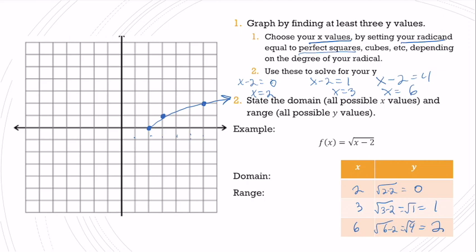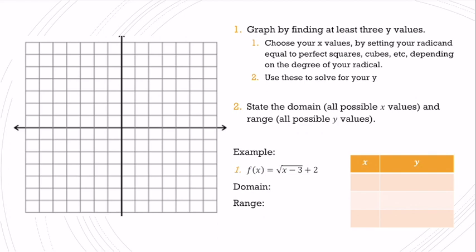Now it looks like my graph was shifted to the right because I was subtracting 2. My domain goes from when x is 2 to infinity. My range goes from when y is 0 all the way to infinity. Okay, so keep in mind how our graphs are shifting depending upon how they look. This is going to be really important in Chapter 8.